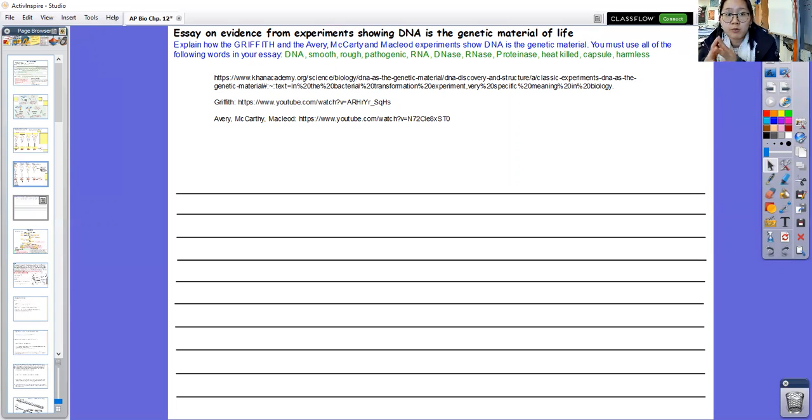And then the second experiment from Avery, McCarty, and MacLeod actually does explain how they decided what was the transformation factor and what was moving from the dead S strain into the live R strain to make the whole R strain turn into a live S strain. And so you're going to basically write a summary of what happens, and you're going to try to use the following vocabulary: DNA, smooth, rough, pathogenic, RNA, Dnase, Rnase, Protease, heat-killed, capsule, and harmless, in your explanation of what happened overall in these experiments and why it contributed so much to science and what we know now about how DNA is the genetic material of life, and it's the transformation factor in bacterial transformation.